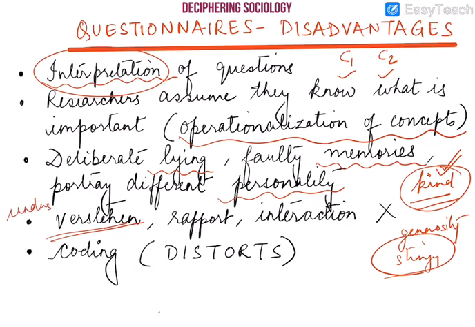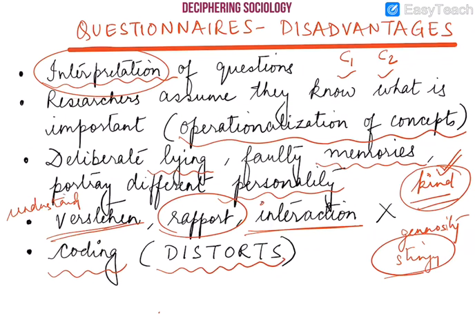The questionnaire has another disadvantage: it does not promote Verstehen, which was given by Max Weber. Understanding. Rapport building is not there because I do not have time to go for understanding and mutual relationship building. I simply hand over the questionnaire and the candidate fills it. I also spend very less time in interaction. So there is no bonding. And the coding, which I mentioned before, actually distorts the picture of the social reality.